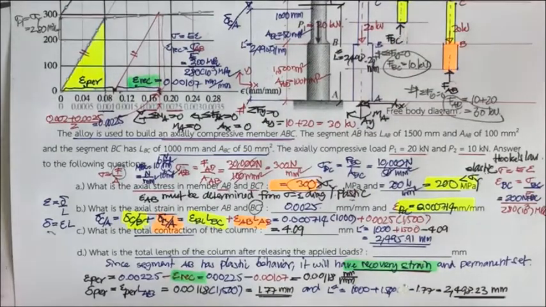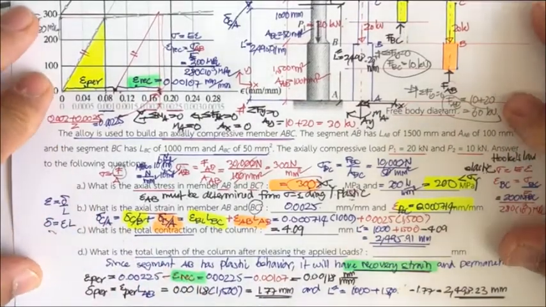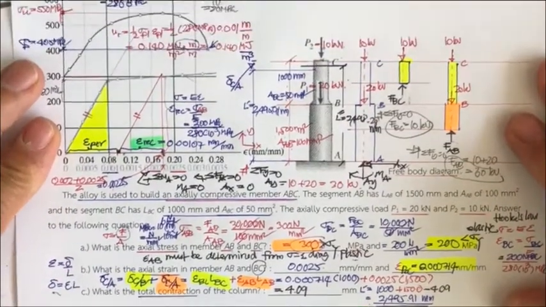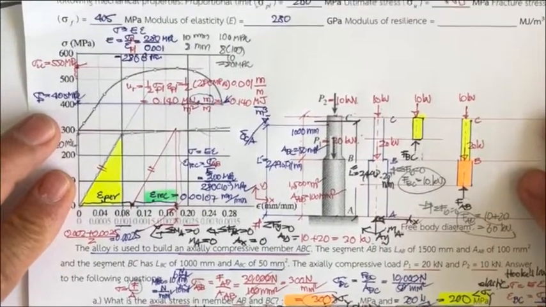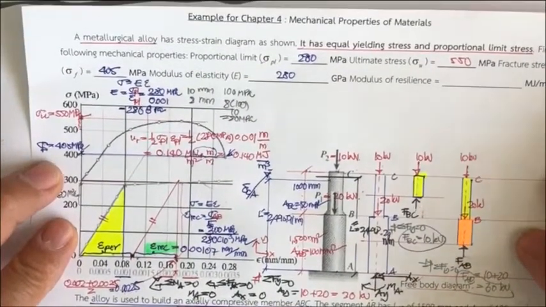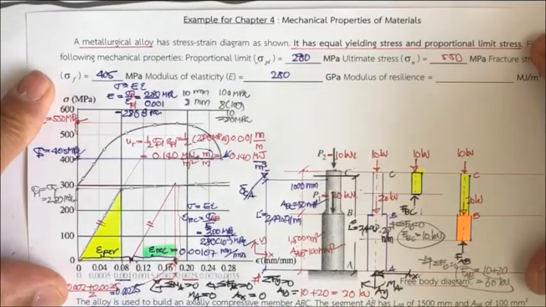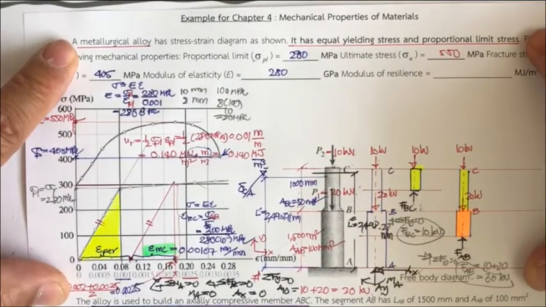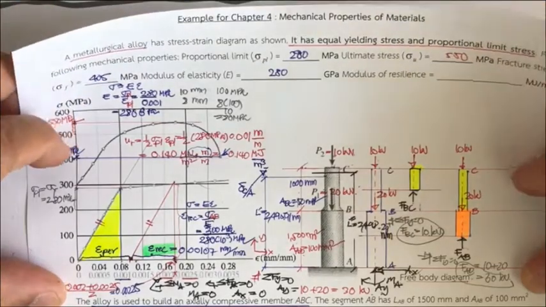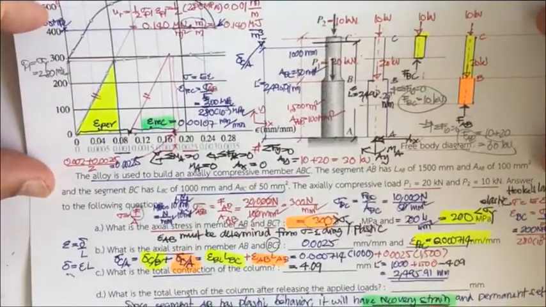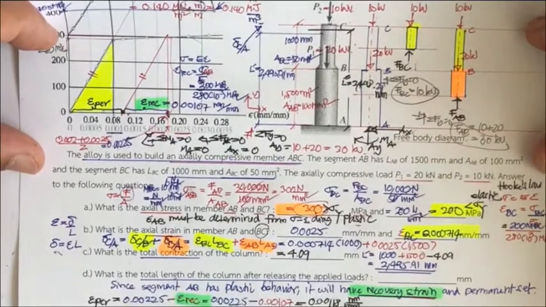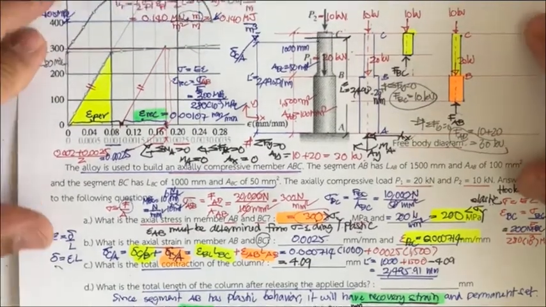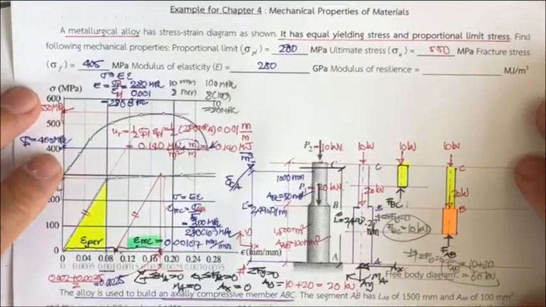That is the demonstration of the example for chapter 4. We started by determining the mechanical properties of the metallurgical alloy, and then we used those mechanical properties to determine the deformation of this axially compressed member ABC. That is the end of this clip.